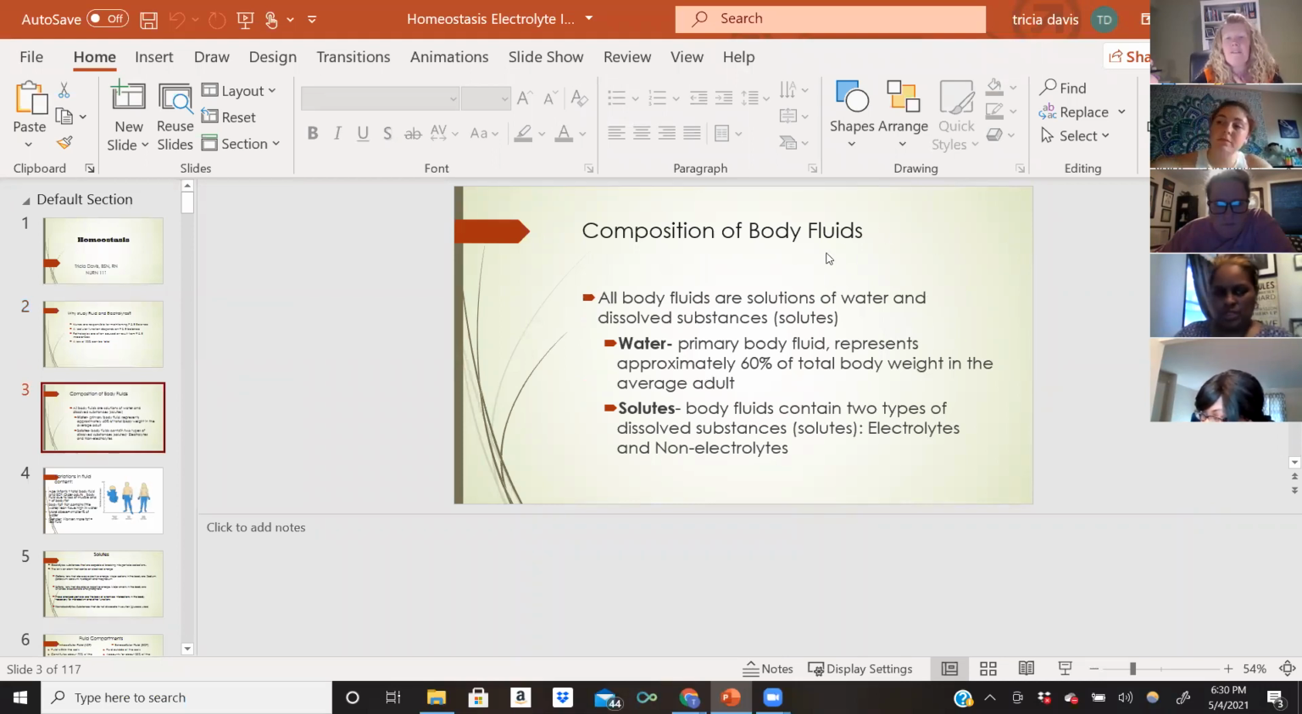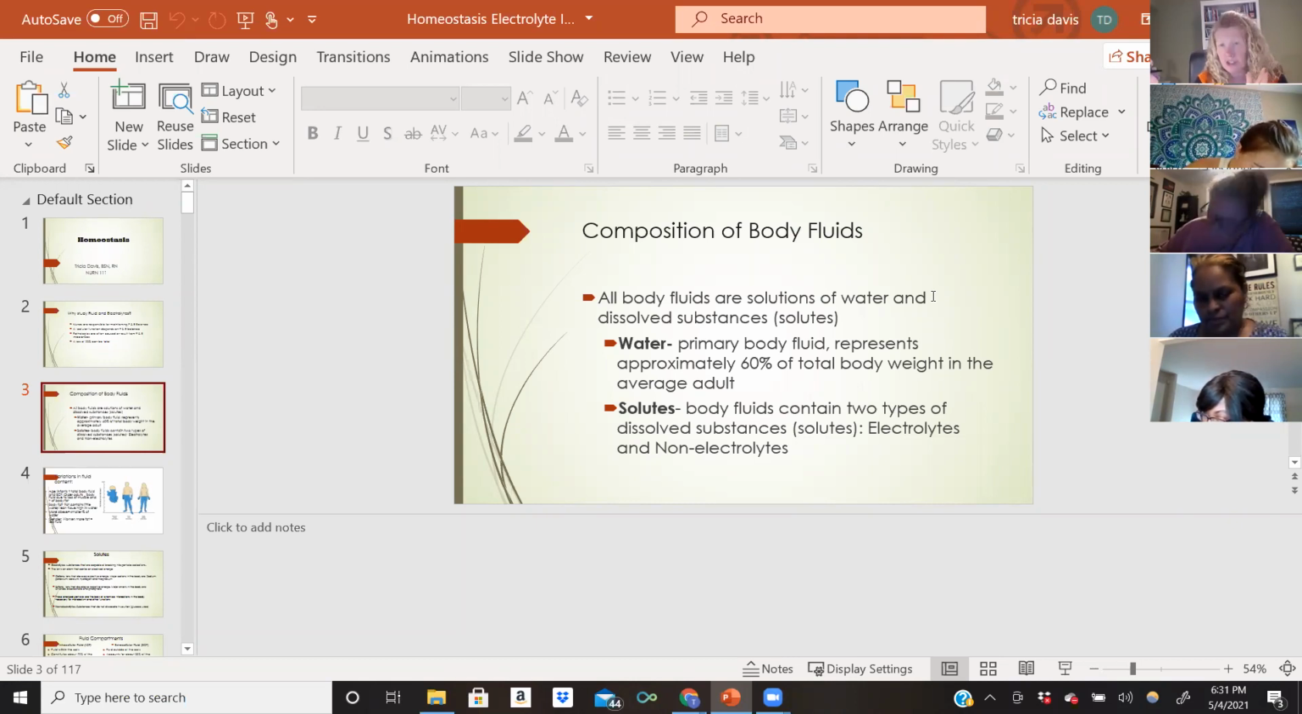So, composition of our body fluids. Most of our body fluids are solutions of water and dissolved substances. Anything that is a dissolved substance is called a solute. This is kind of a little refresher from anatomy and physiology. We talked about this years ago when we took these courses. So our body fluids are solutions of water and dissolved substances, which are solutes. Water, which is our primary body fluid that runs through our body, represents about 60% of our total body weight in the average adult.